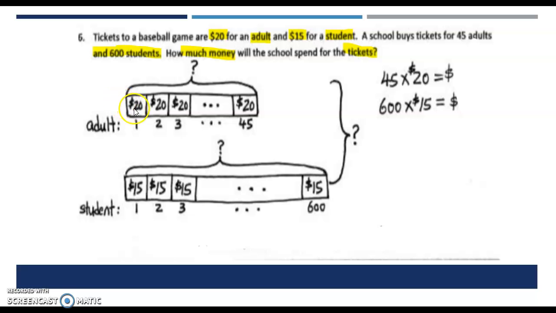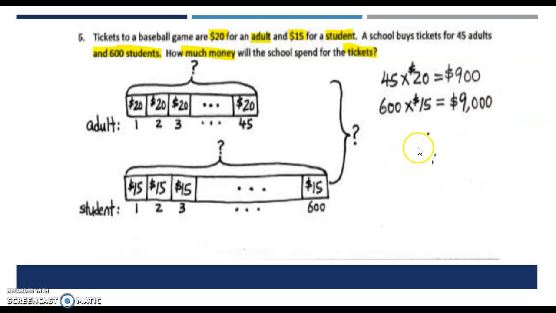So now for this, we're going to put the $20 in for the adult, and then how many adults there are in this strip diagram. And then same for the student, how much their tickets would cost, and then how many students there are for the strip diagram. So then we think 45 times 20, and we're going to multiply that, and that gives us 900. Then 600 times 15 is 9,000.